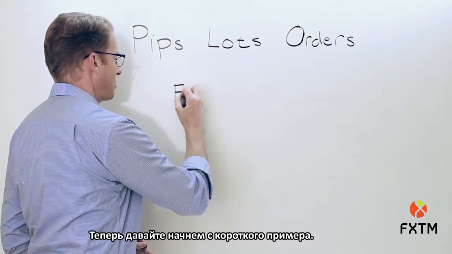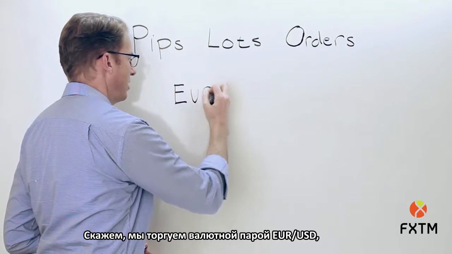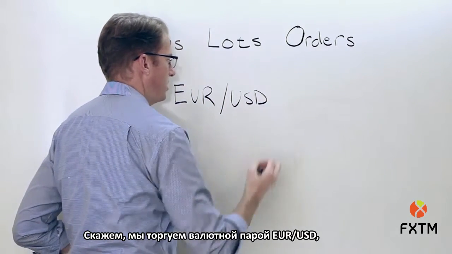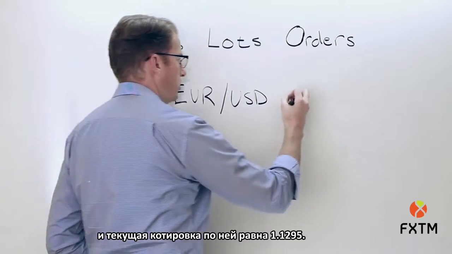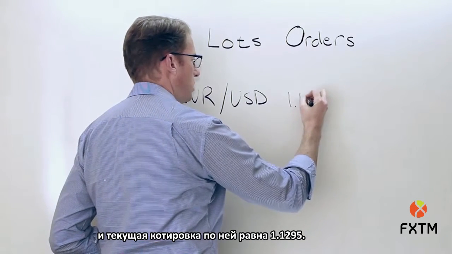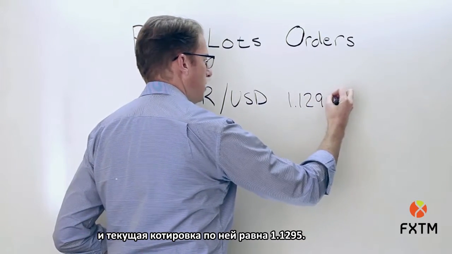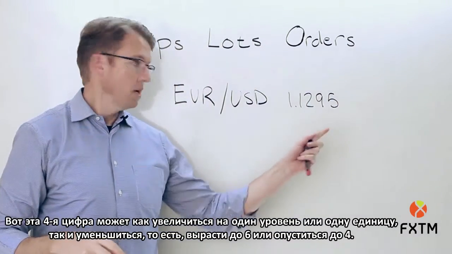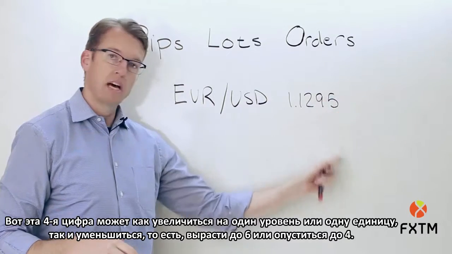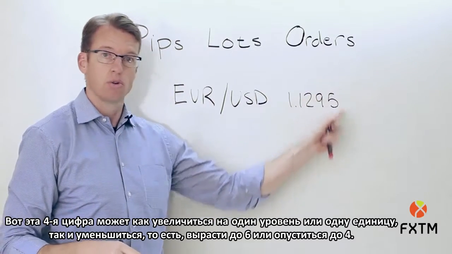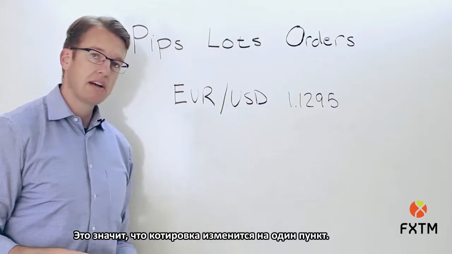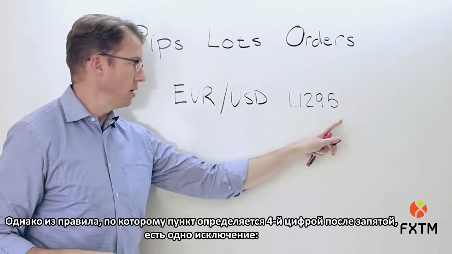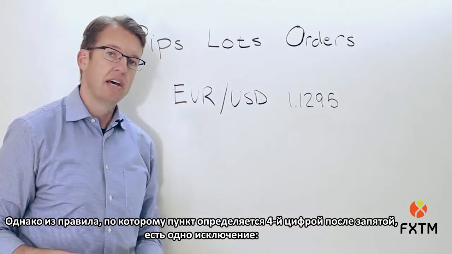Now let's start with a quick example here. Let's say that we are trading the euro-US dollar exchange rate and that its current quote is 1.1295. That fourth decimal place, if it goes up by one increment or down by one increment, so to a 6 or to a 4, then that means it's had a change of 1 pip.